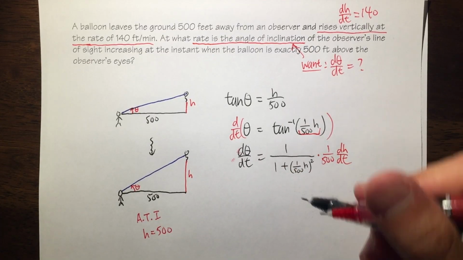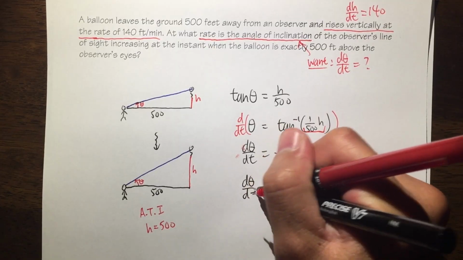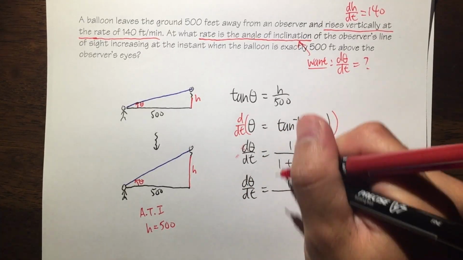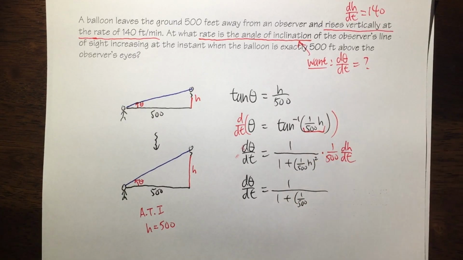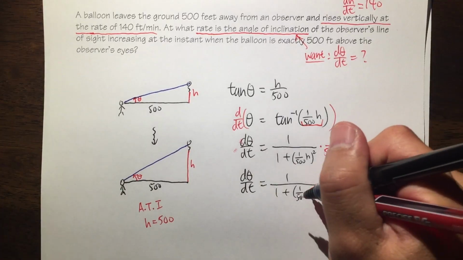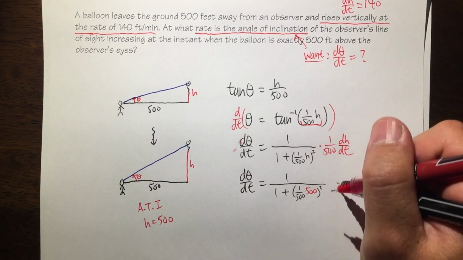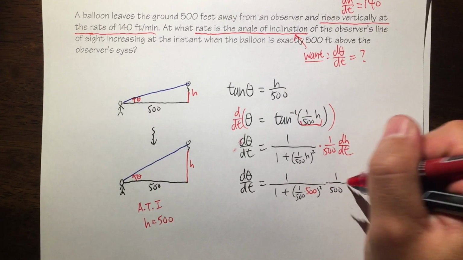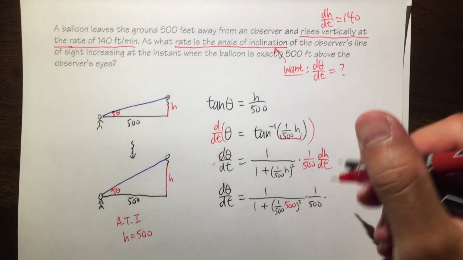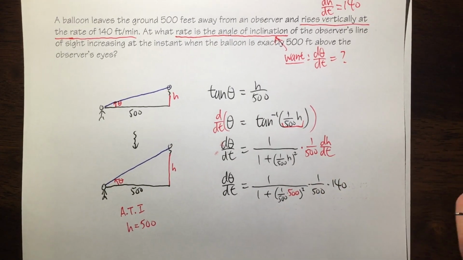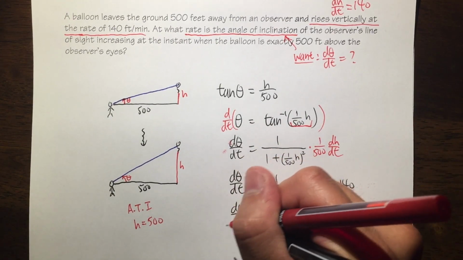So that's pretty much it, and we just have to plug in some numbers. We have dθ/dt equal to 1 over 1 plus 1 over 500, and the h is nicely equal to 500. So just put that in right here, and then square that, and then we have another 1 over 500 like this, and the dh/dt was given to be 140, so we multiply by 140 right here. And then from all this, you can just work this out.